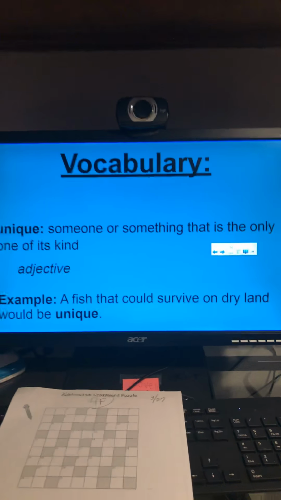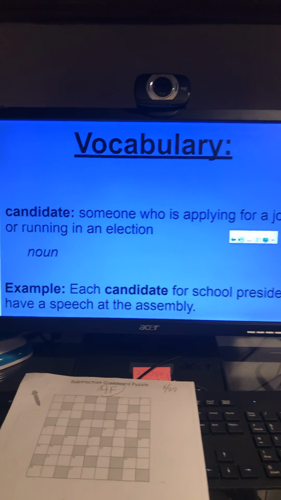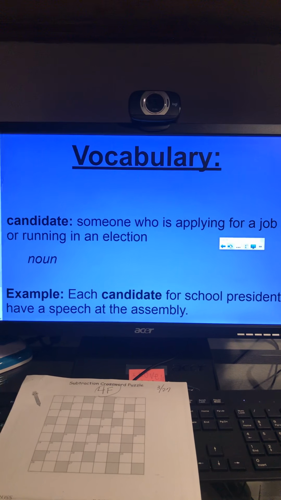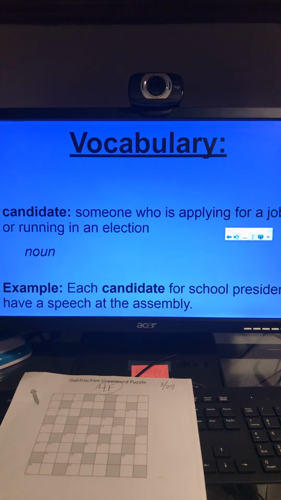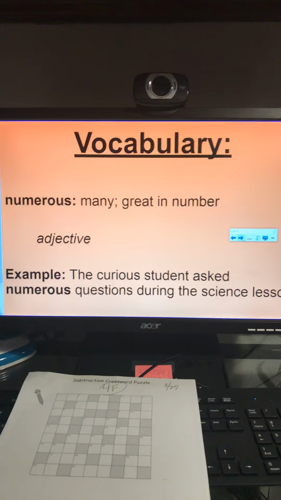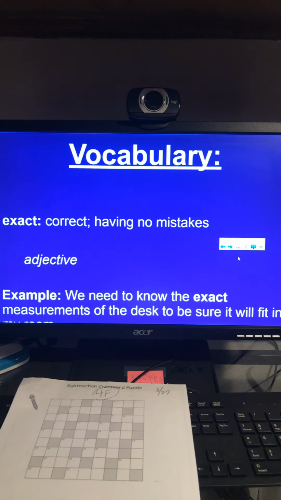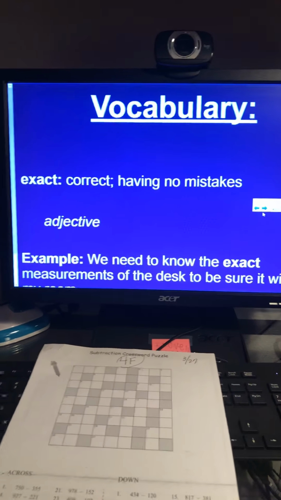So let's look and review the 4 vocabulary words that you've written, and you have your vocabulary sheet right there in front of you, so use it if you need to. Unique, someone or something that is the only one of its kind. Candidate, someone who is applying for a job or running in an election. Numerous, many or great in number. And exact, having no mistakes. Correct. So those were your 4 vocabulary words for the week.